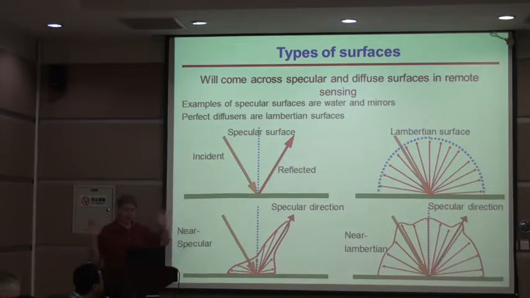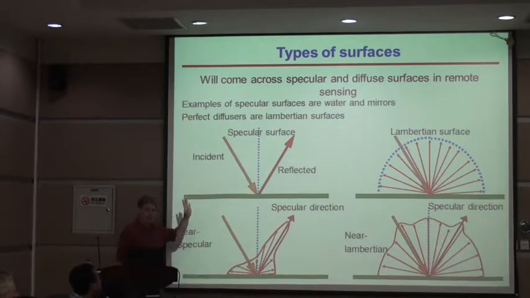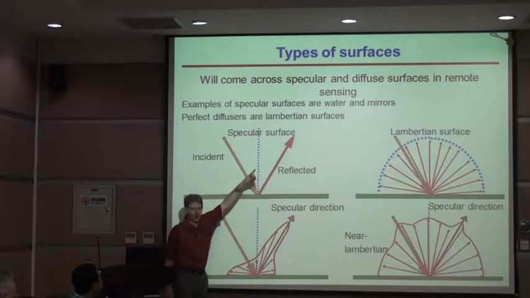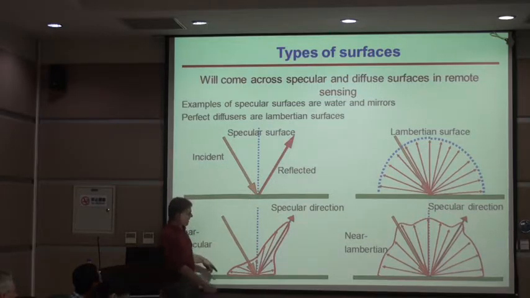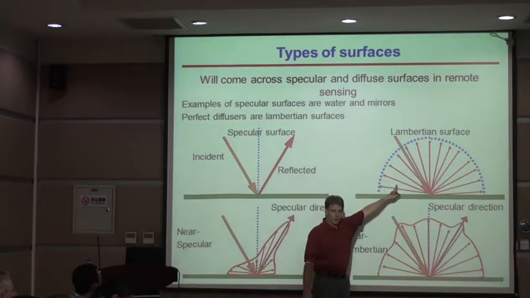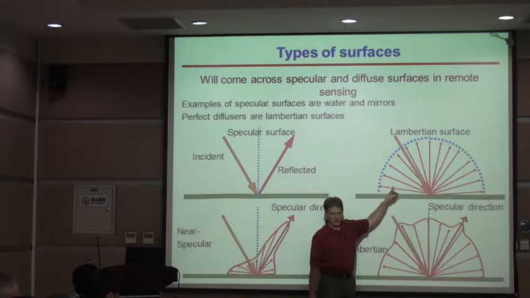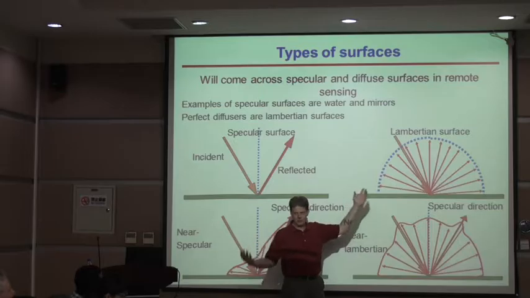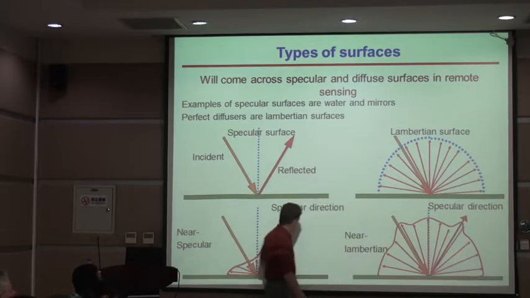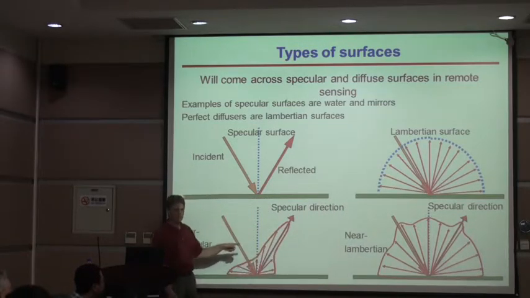Real quickly, I know I'm going fast on this one, but basically we have specular surfaces, like a mirror. We have Lambertian surfaces, and we're going to talk a lot about Lambertian surfaces. It's called Lambertian because the guy's name is Lambert, who figured it out. So there's nothing special about that. And then there's real life on the bottom.